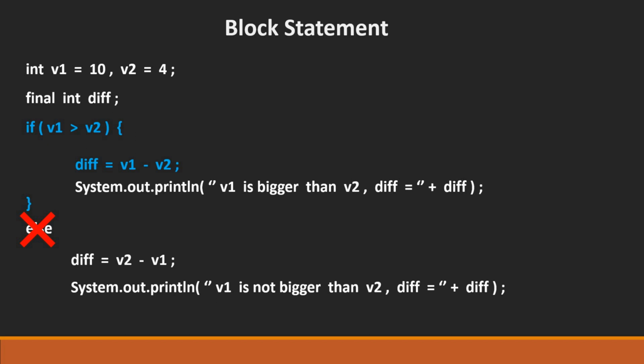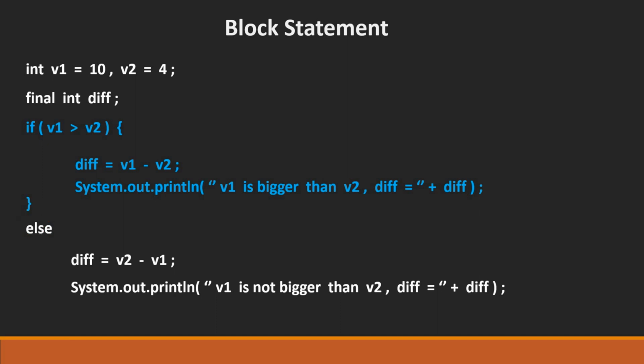So we'll put an opening bracket after the if and a closing bracket after the last line associated with the if. Now that turns those two statements into a block statement. So by doing that, when the if is true, both the diff calculation and that print line will occur. Also, the code will now compile because the else is associated with the if.